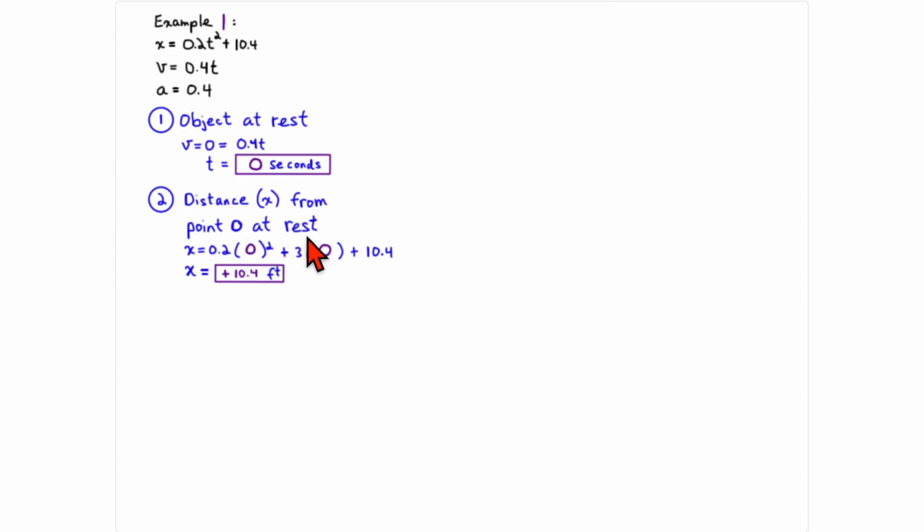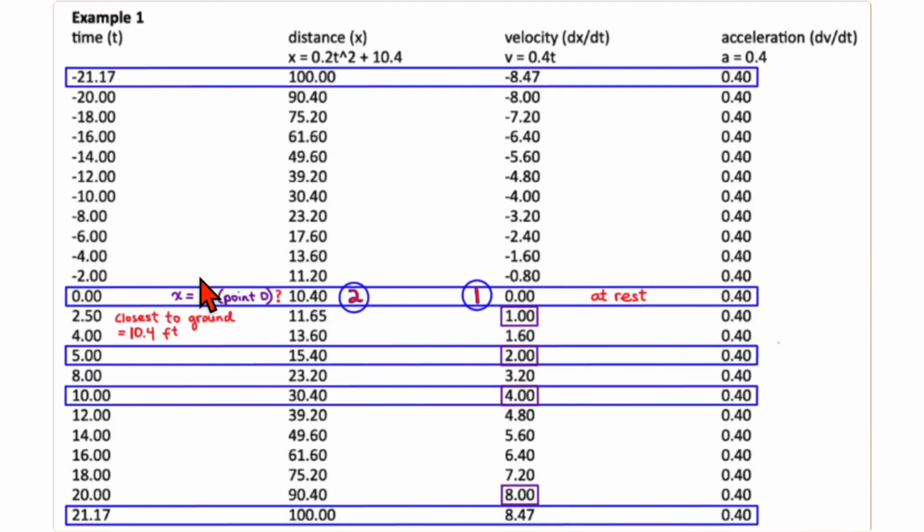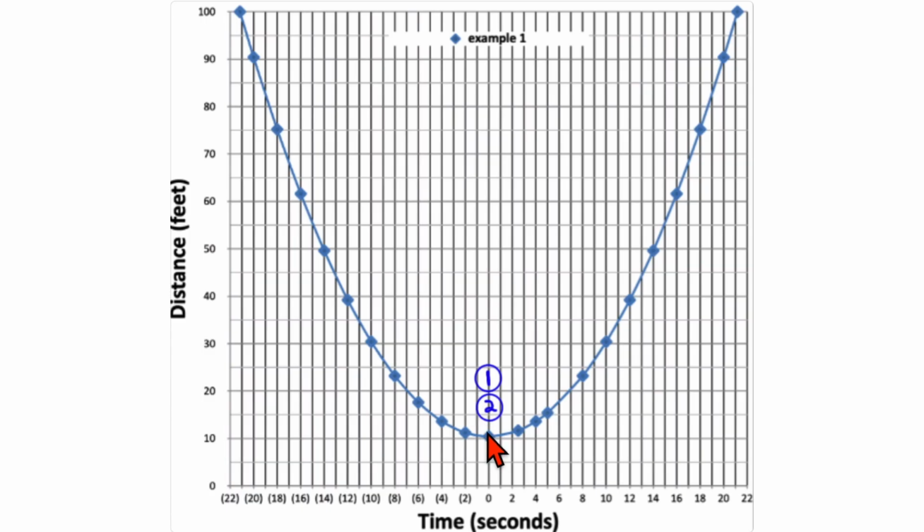So point 0 at rest. Replace time with 0, and you get distance is equal to 10 4/10 feet. So in the tables, time is 0, the distance is 10 4/10 feet. This is calculation number 2. And the velocity is 0, so that body is at rest. This is calculation number 1. And the acceleration is 4/10 feet per second squared. It is always 4/10 feet per second squared because acceleration is constant. Turns out that this distance is the closest that this body comes to the ground, or 0 distance. Right here, the closest that body travels to the ground is 10 4/10 feet to the right. So this is both calculations 1 and 2.